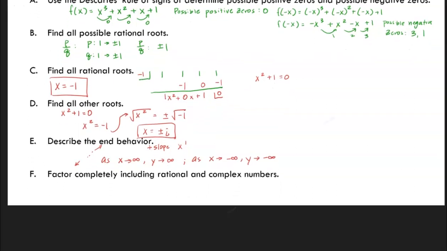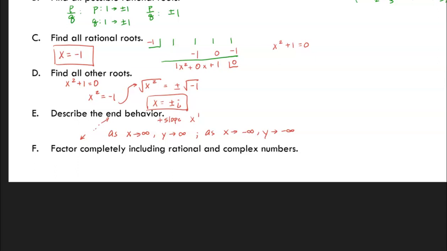Factor completely, including rational and complex numbers. So I'm going to gather all my roots. x equals negative 1, and I'm going to write them separately: x equals i, and x equals negative i. And then I'm going to have the right-hand side equal to 0. I'm kind of going backwards here. Instead of actually looking for the roots, I'm putting it back into factors. So that's x plus 1 equals 0, x minus i equals 0, x plus i equals 0. Those are the factors: x plus 1, x minus i, and x plus i.